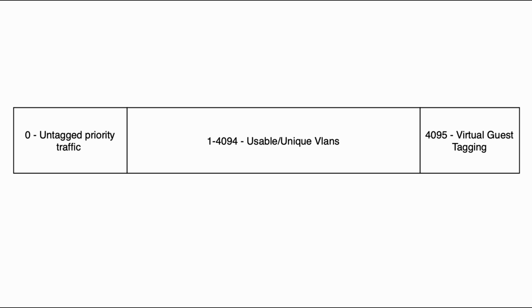VLAN 0 is allocated for frames that arrive with no tag but have quality of service parameters attached, signifying a level of priority. This makes sure that these frames can also be passed without being dropped. 4095 is primarily related with virtual machines and in summary allows for virtual guest tagging, which means that VMs can tag their traffic on their own.